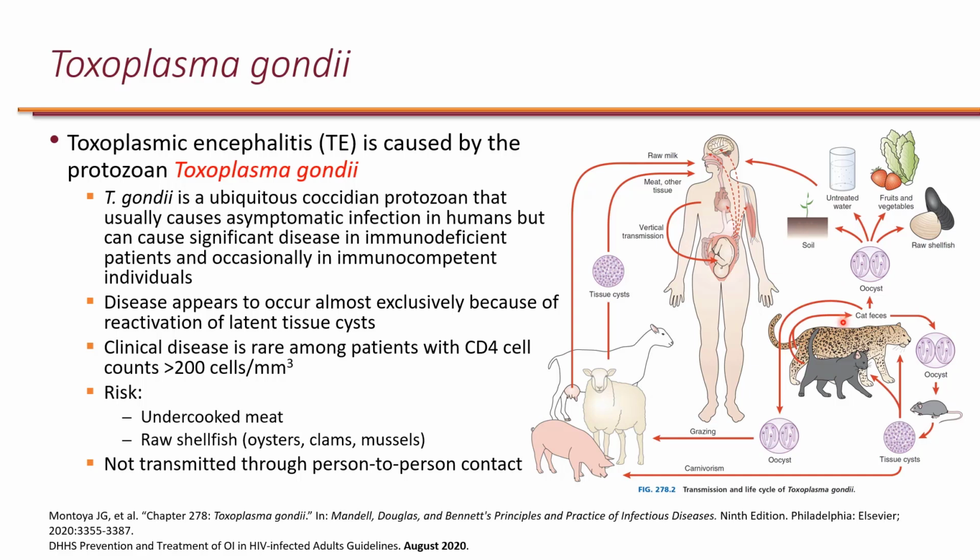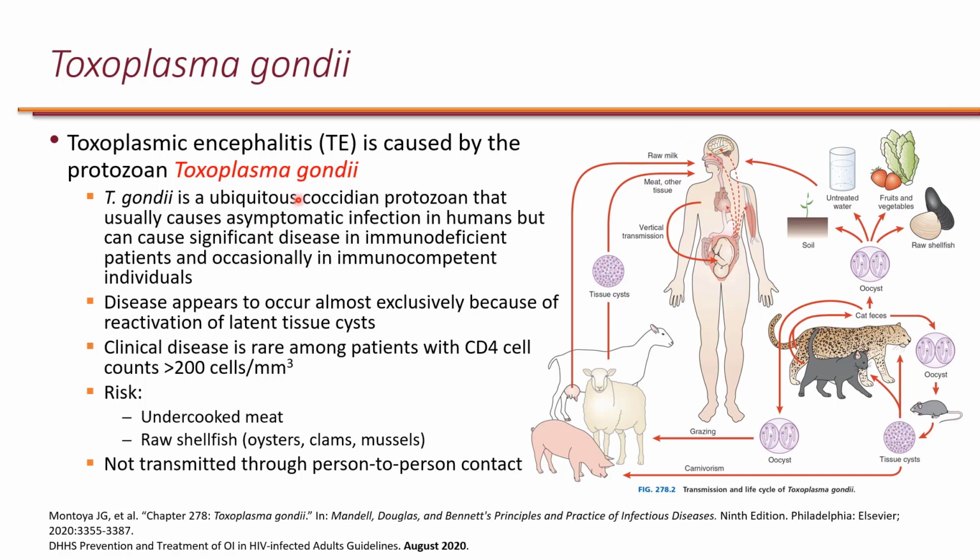So the risk factors for getting this would be basically undercooked meat as well as raw shellfish, so oysters, clams, etc., as well as exposed vegetables, so untreated water or organic food, or if you're growing your own food and cats or even livestock are around these, that could expose the patient to Toxoplasma gondii.